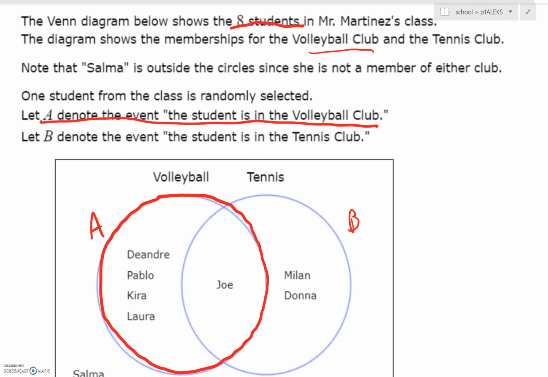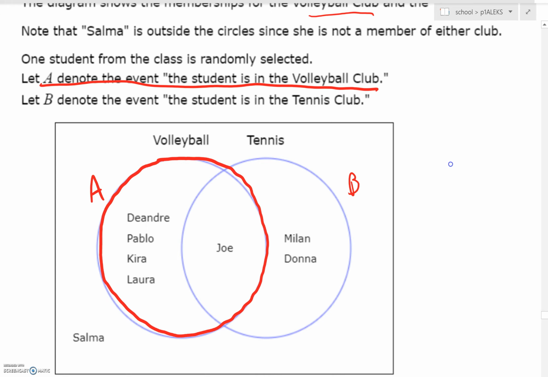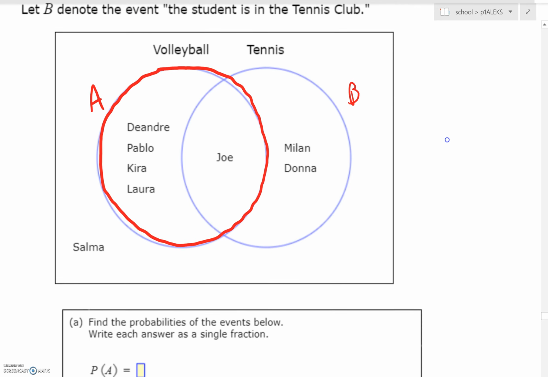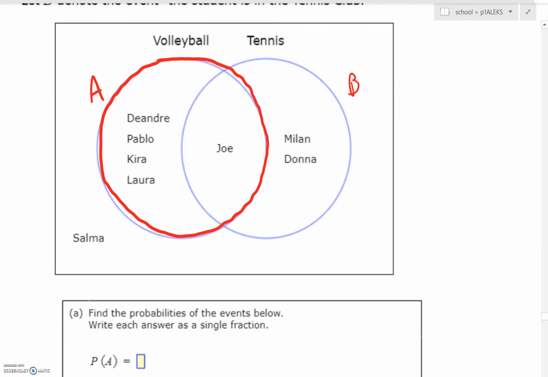A student could be in both. You can see Joe is there. And Salma is outside both circles. She doesn't belong to either club. But again, we have 8 students. So what's the probability of A, being in volleyball? Well, with probability, you always have to have total people or total events down below. That's an 8. But let's see how many people are actually in the volleyball club.